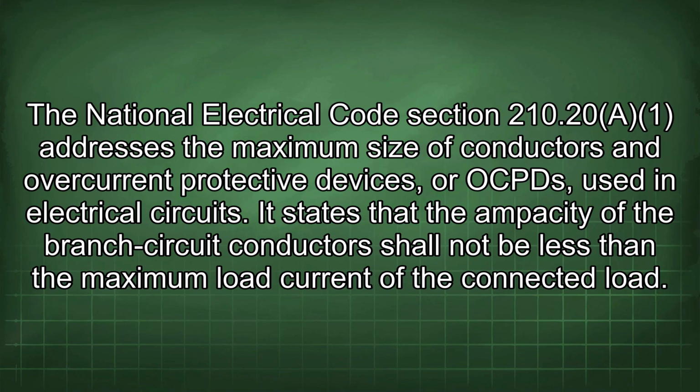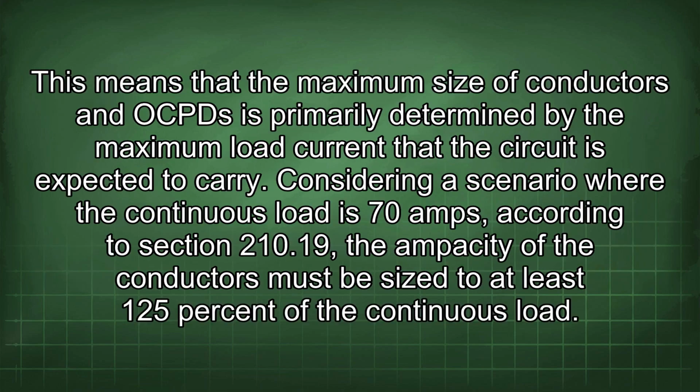The National Electrical Code Section 210.20(A) addresses the maximum size of conductors and overcurrent protective devices, or OCPDs, used in electrical circuits. It states that the ampacity of the branch circuit conductors shall not be less than the maximum load current of the connected load. This means that the maximum size of conductors and OCPDs is primarily determined by the maximum load current that the circuit is expected to carry.